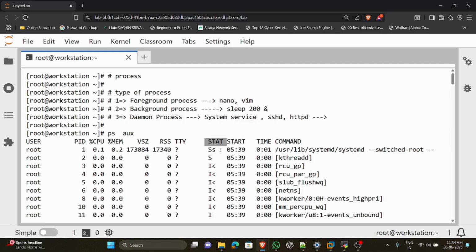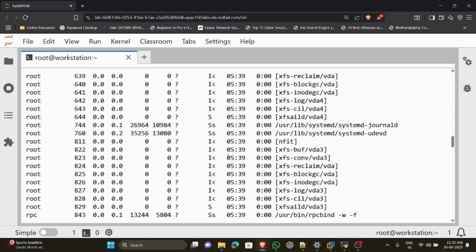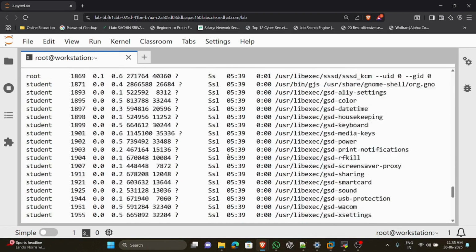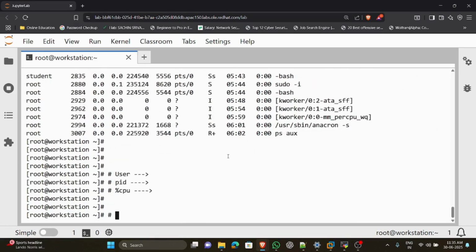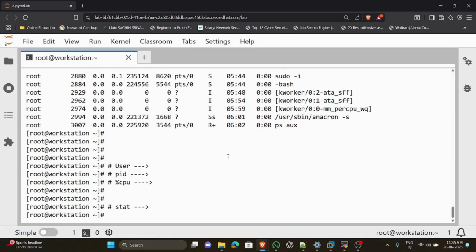STAT. State means what is the state of your process. They have multiple states. Start, when your process is started. Time, total CPU time taken by your process, and the command. But if you look at that, you are getting multiple states. In state, there can be multiple.